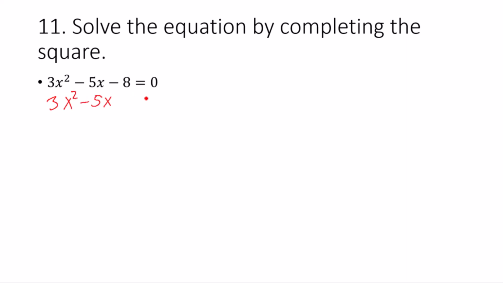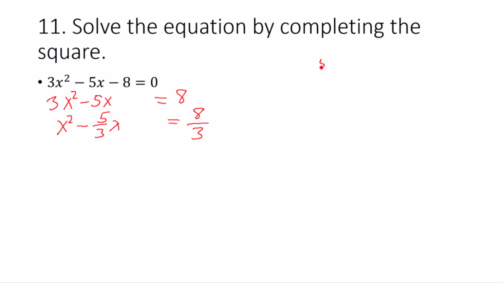3x squared minus 5x, and we're going to move the 8 over there. Then we'll divide by 3 or multiply by 1/3 if you like. That'll give us the 1x squared that we need. 1/3 times the next one, we'll have 5/3 x. Leave it blank. And don't forget to do the same to the right side. You've got 8/3.